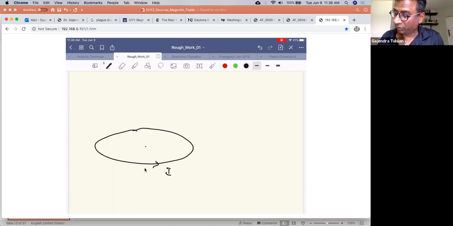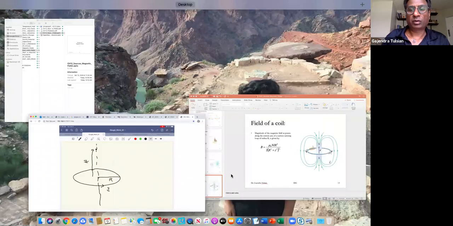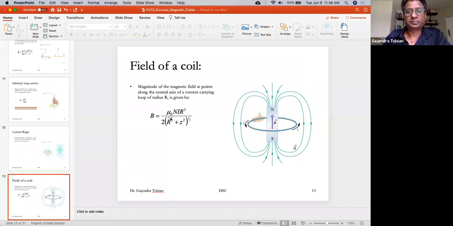What one can do is, if you ask the question, what is the magnitude of the magnetic field along an axial point, we can do that for you, okay? So if R is the radius and this distance is Z, that's what this formula gives you. So mu naught is a constant, as we know. N is the number of turns in this loop. Right now, there's only one loop and one turn in this loop.